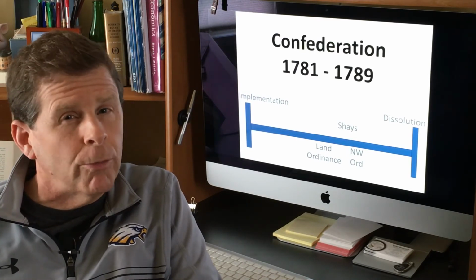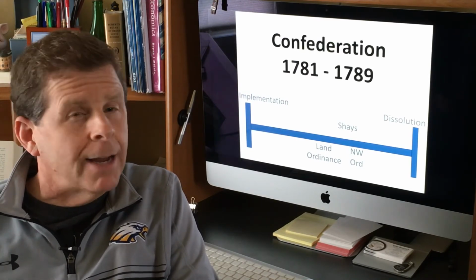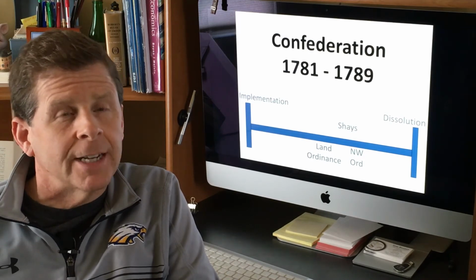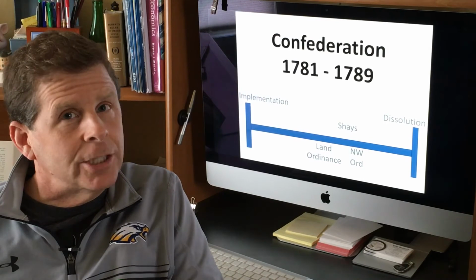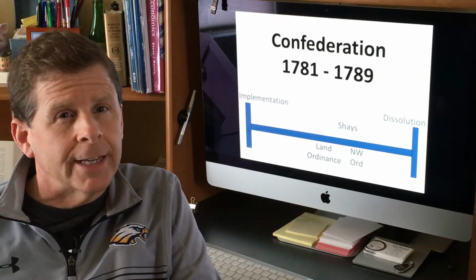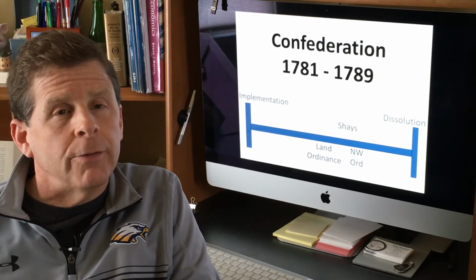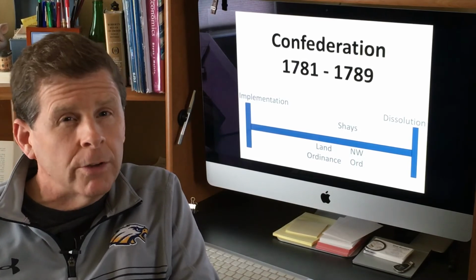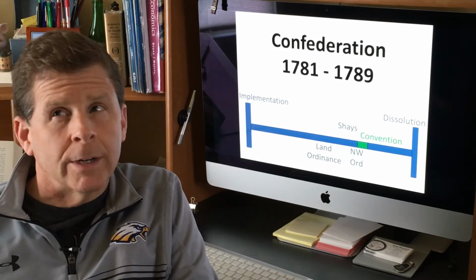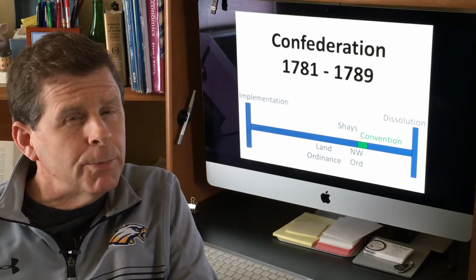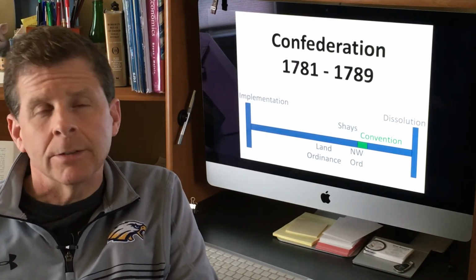But as we pointed out, the weaknesses are just too many. There's no real power to tax. There's not much enforcement power. The states are setting up economic limitations on each other, and that's just not getting resolved in the Congress like it's supposed to. So the Philadelphia Convention is called in 1787. It's about a 4-month process, I suppose, something along those lines.